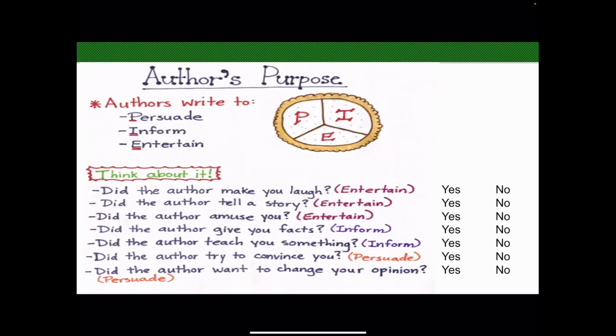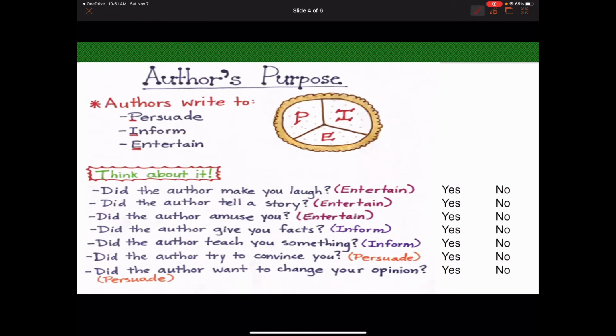We are working on author's purpose this week. And author's purpose tells us why the author wrote the text that we are reading. Authors have different reasons for writing books or articles that we may read. They may write them to persuade us of something. Persuade is when you try to get someone to think the same way that you do.